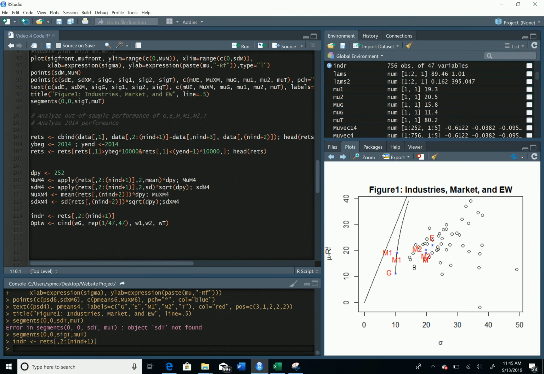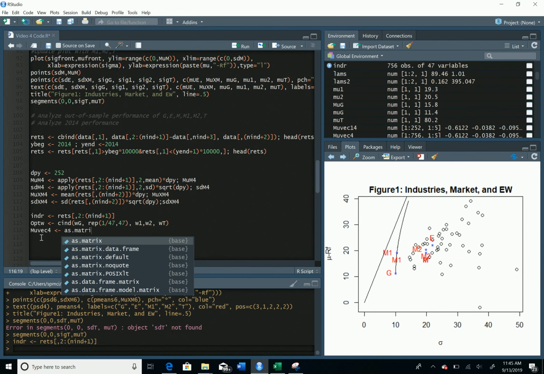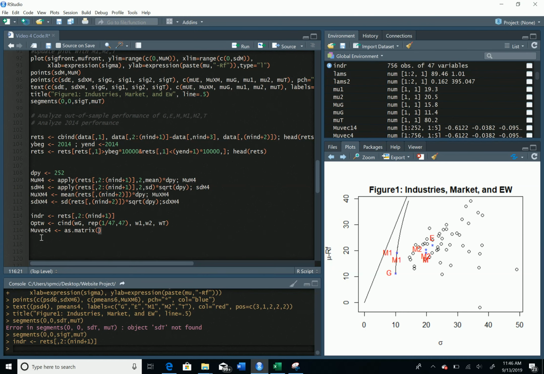Finally, we're going to multiply these two matrices together, and we're going to call this MuVec4 for 2014. And we're going to use the as.matrix function to put the industry returns into a matrix that can be multiplied. And then we're going to multiply that by the optimal portfolio weights. And then finally, we're going to annualize the means of the portfolios and the standard deviation.